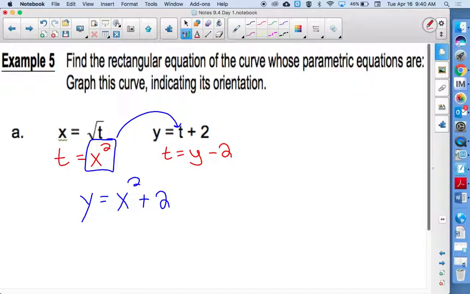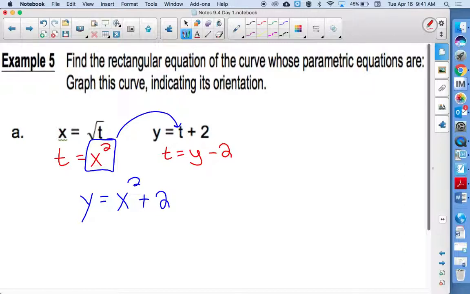Okay. So if you plug that in, we now have x squared plus 2. You could do the exact same thing by plugging y minus 2 in for t, squaring both sides, and then solving for y. You'd still get x squared plus 2.